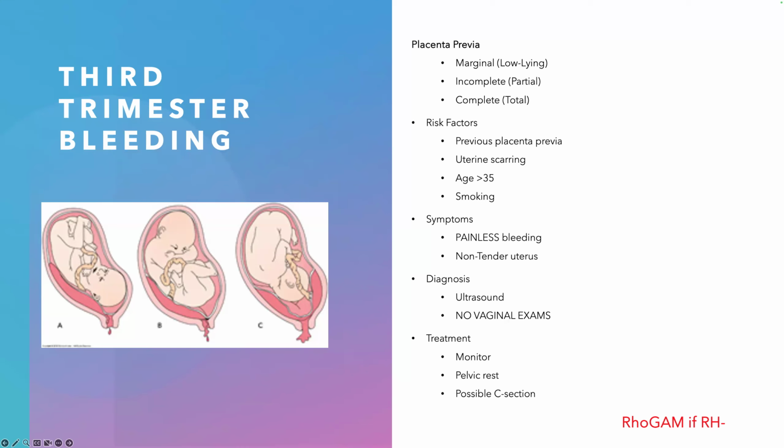If it's a low-lying placenta, typically those will resolve. The complete previas, or the total previas, where they're sitting right over the os, those typically don't resolve and they're going to have a C-section. The incomplete partial, it really depends. I can't predict. And these people, if they come in bleeding, we will give them RhoGAM if they're Rh negative, just because of the risk if maternal and fetal blood does happen to mix. It's better safe than sorry.